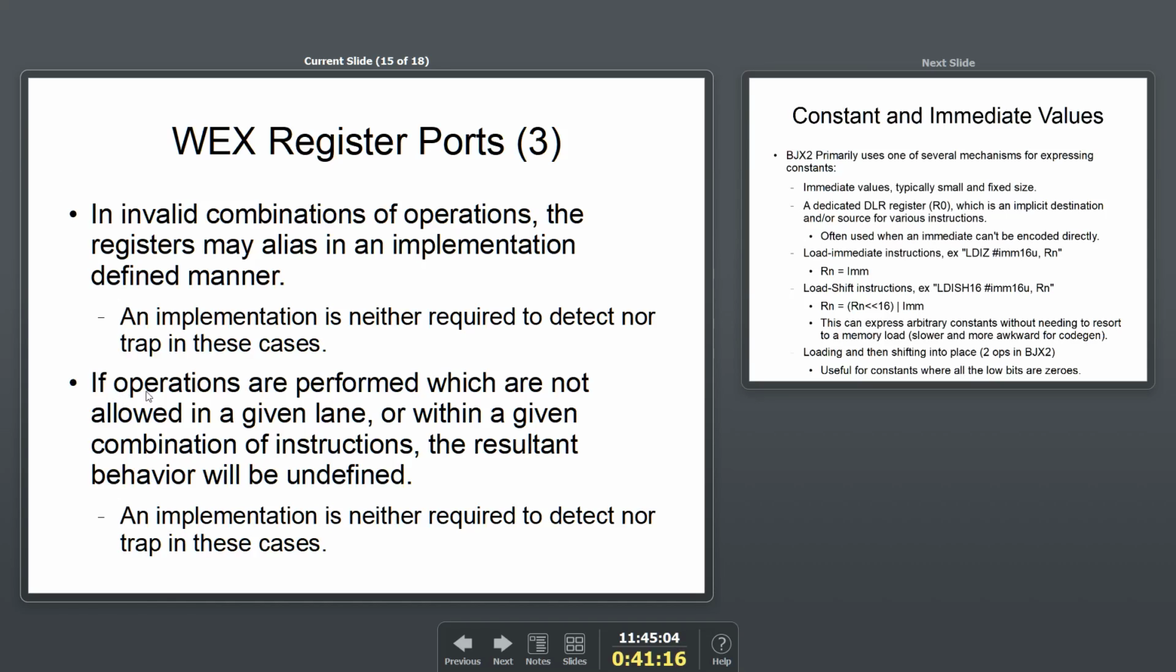If operations are performed which are not allowed in a given lane or within a given combination of instructions, the resultant behavior will be undefined. An implementation is neither required to detect nor trap in these cases. More or less, about the same as above. So detecting and trapping is expensive, so we don't do it for this. Yeah, pretty much.